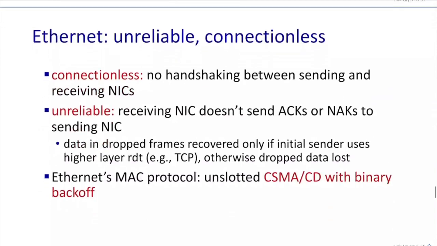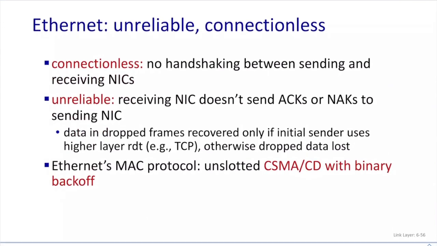So here are several characteristics of Ethernet. The first one is connectionless. As mentioned before, when the sender would like to send a frame out, it simply carrier senses. If the channel is idle, the sender directly sends the frame out. There is no handshaking between the sending and receiving network interface cards, no SYN or ACK handshaking like what we did in TCP. And the second one is unreliable. The receiving network interface card does not send any ACK or NAK back to the sender.